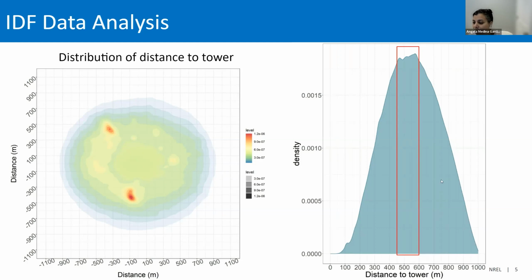If we look at the distribution of the distance to the tower on the right, we can see that the density of detection is peaking around 450 meters and 600 meters.